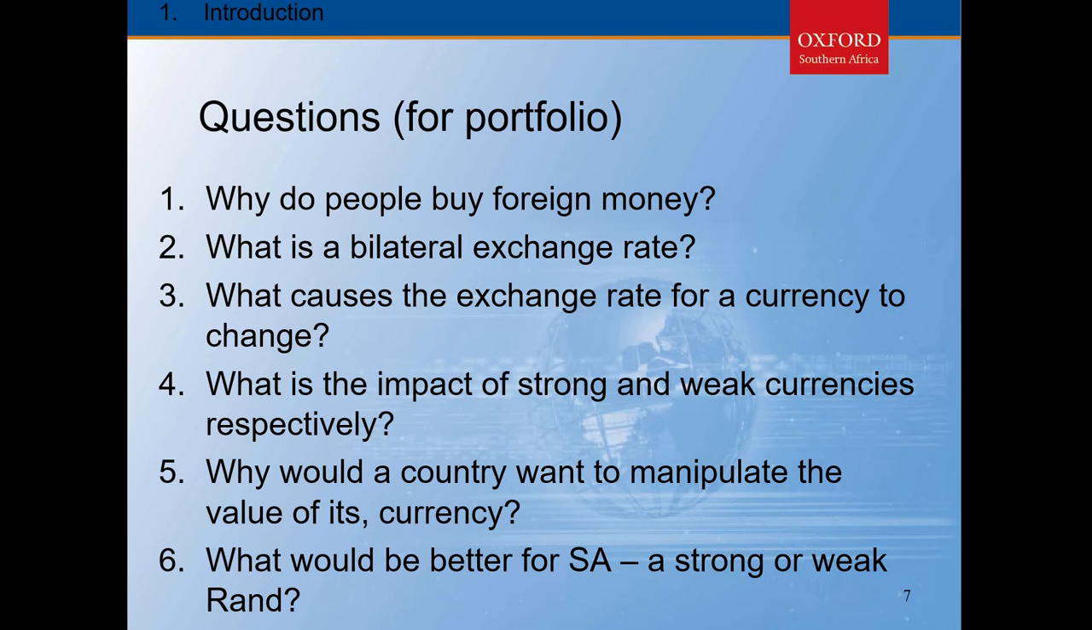But now the currency is at 18 Rand 50 to the US dollar. So that means that a barrel of oil costs us about 950 Rand. So when you have a strong currency, it's good for imports, but when your currency weakens, it makes imports more expensive.